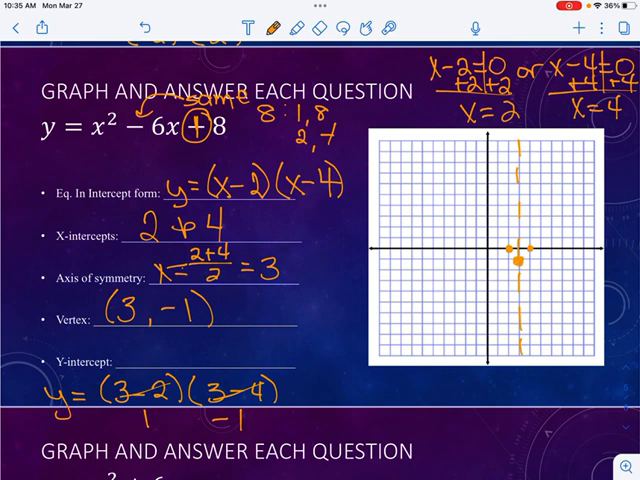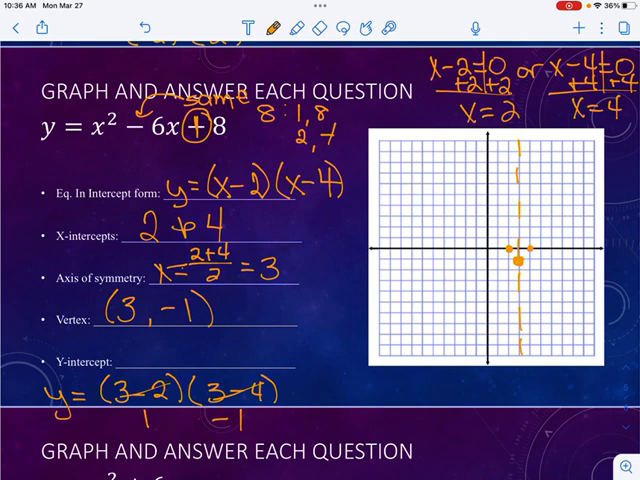If I plug it into the original, it would be 3 squared is 9. 6 times 3 is 18. So 9 minus 18 is negative 9. Plus 8 is a negative 1. You get the same thing either way.